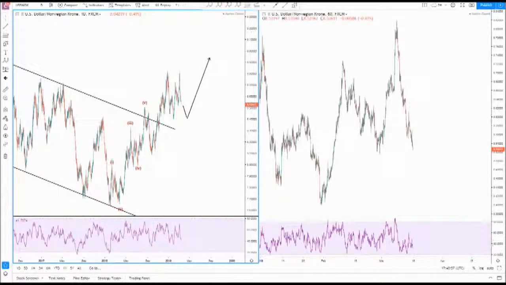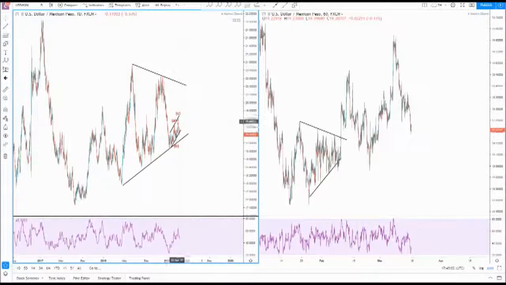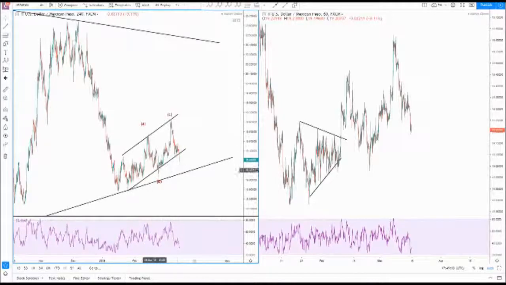The dollar peso, which is the Mexican peso, huge triangle by the looks of it. Possible that ABC is possible. If we go to the 4-hour, I think still valid. Now broken below channel. Next up is triangle support. We've had this strong move down, so we can be bearish this.